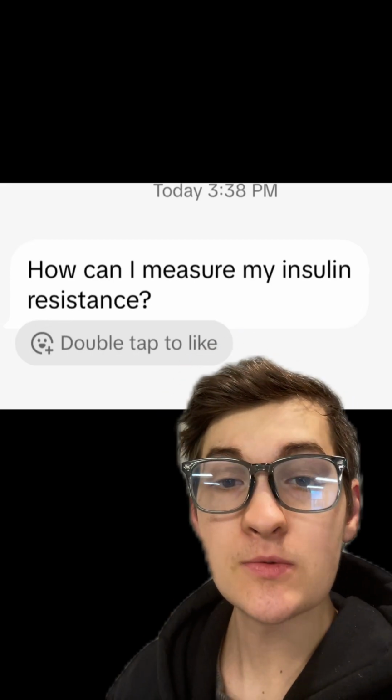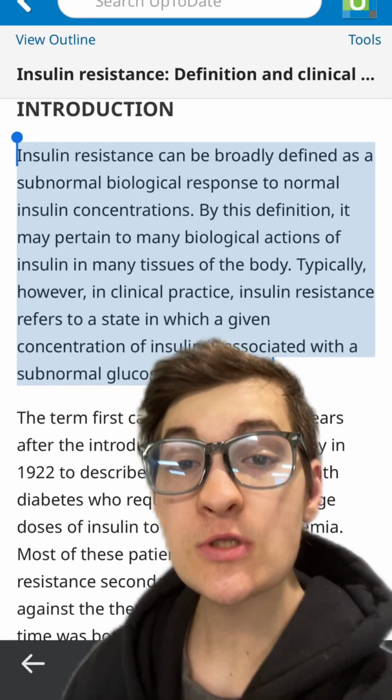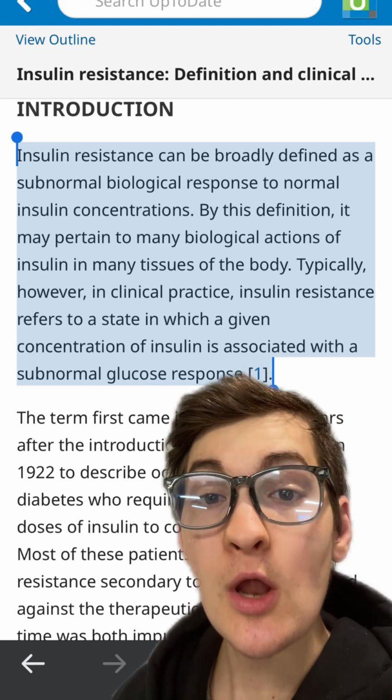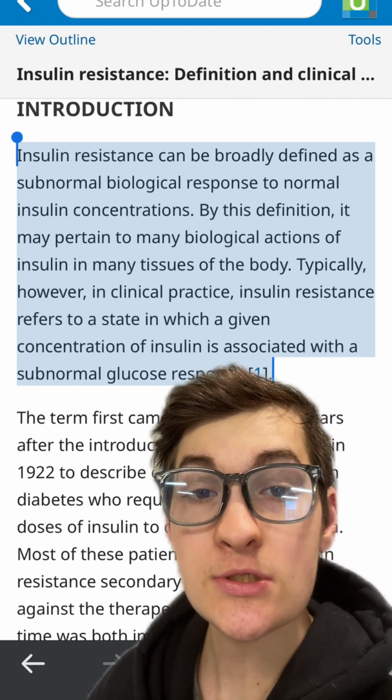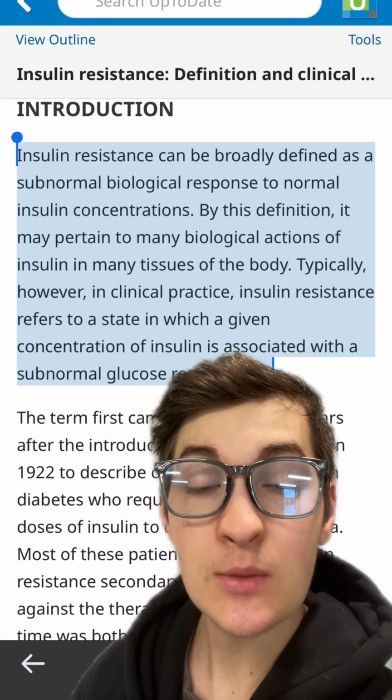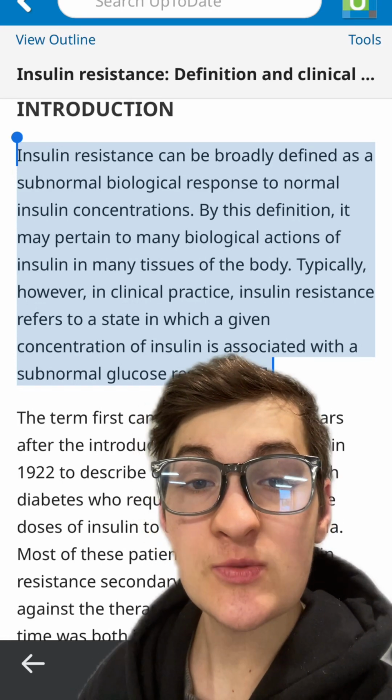How can I measure my insulin resistance? If you've seen my videos in the past, you may know that insulin resistance is broadly defined as a subnormal biological response to normal insulin concentrations, meaning the same amount of insulin in the bloodstream is not doing as much as we would expect it to.